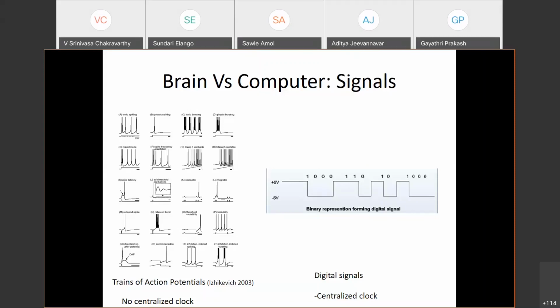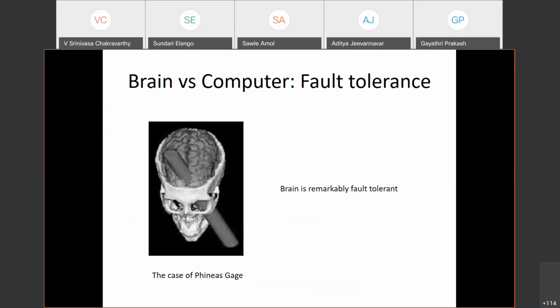But the brain makes up for that low clock speed by using a large number of processors, because the brain has 100 billion units. If you think of each of them as a processor, that's a very large number. Nothing in the computing world can come anywhere close to that. Then another important difference is fault tolerance. A computer or a digital system is a very delicately designed, precisely arranged piece of matter.